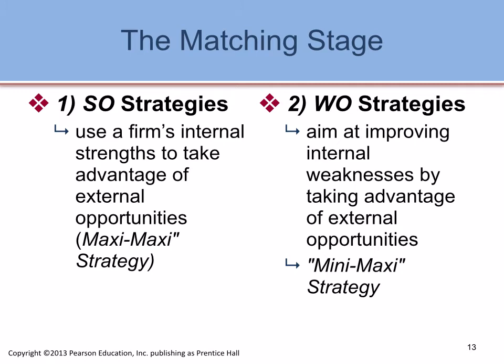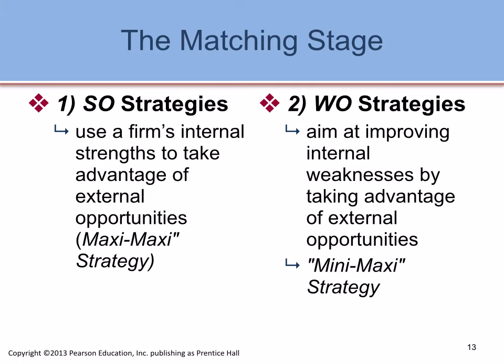In a WO strategy, on the other hand, where you combine weaknesses and opportunities, we always aim at improving internal weaknesses by taking advantage of external opportunities. A WO strategy is also known as a mini-maxi strategy.